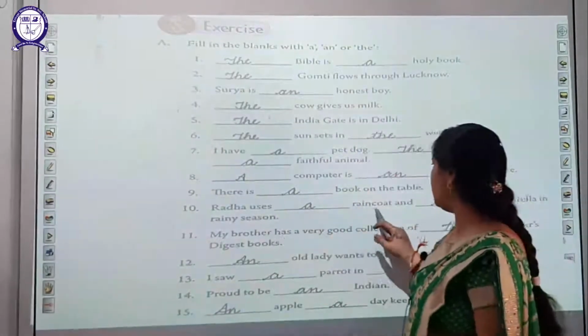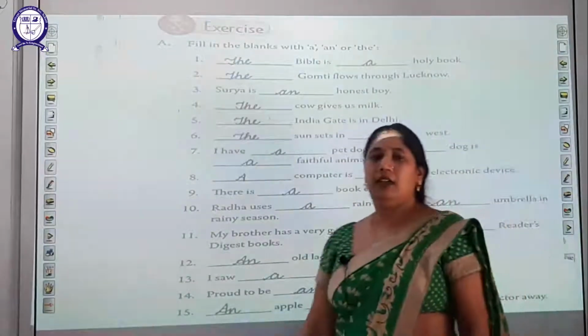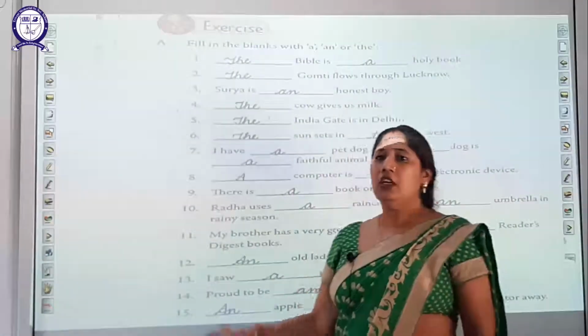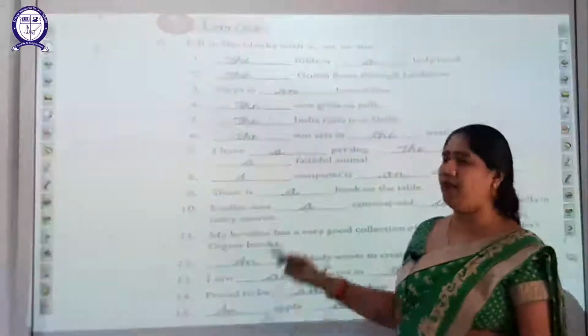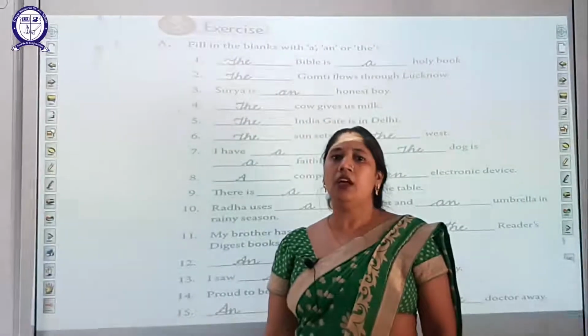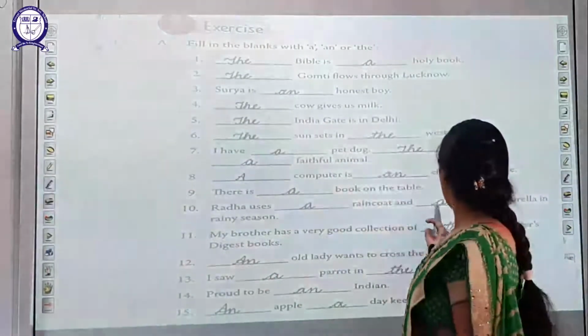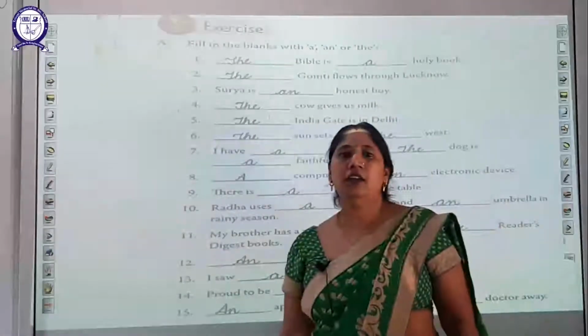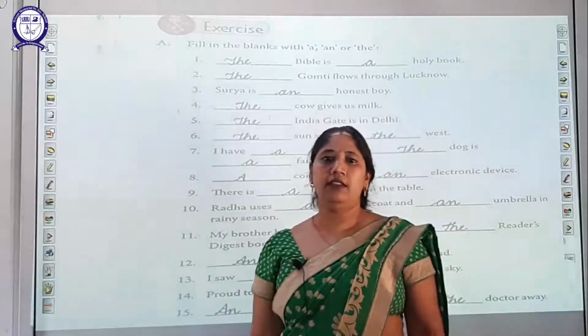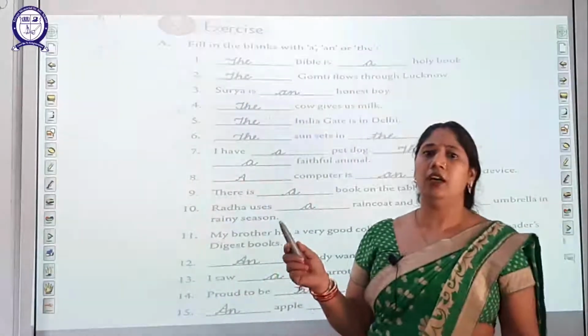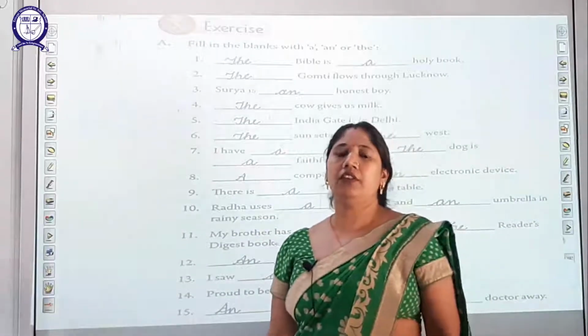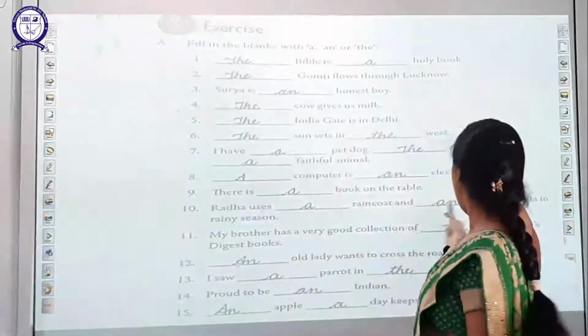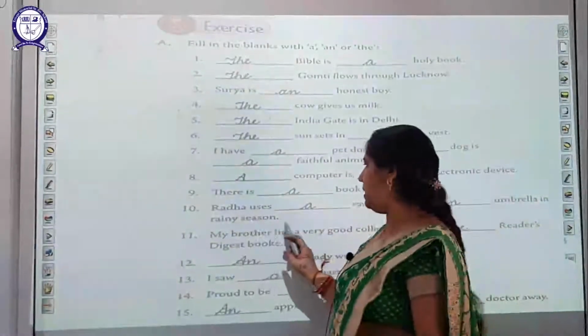Radha uses dash raincoat. R is a consonant sound. So we have to mention a before consonant sound. A raincoat. And umbrella. Listen, the sound is a vowel sound. So we have to mention here an umbrella in rainy season.